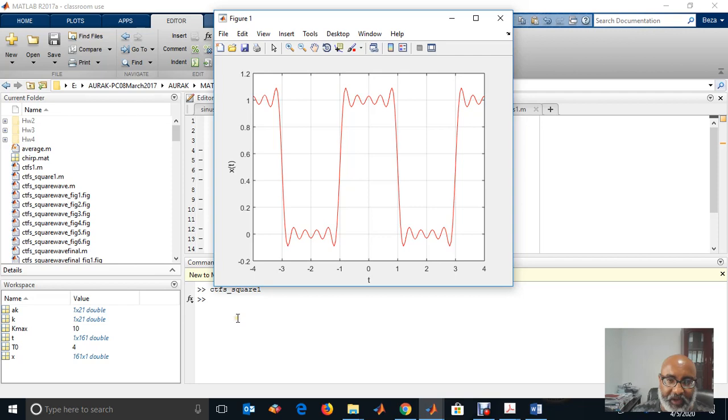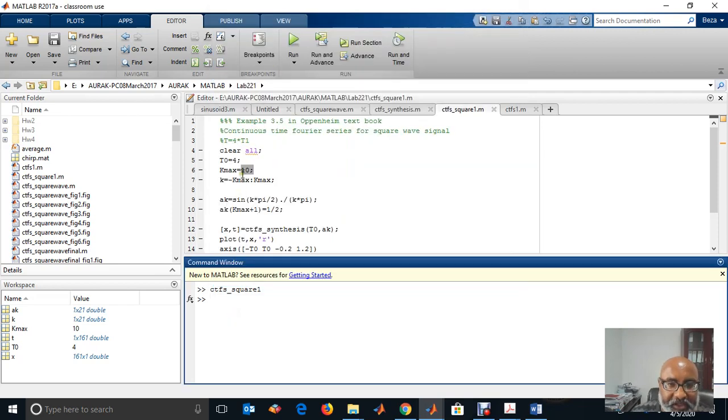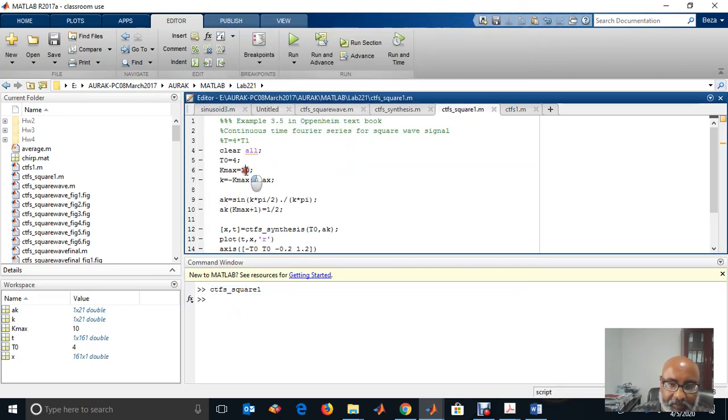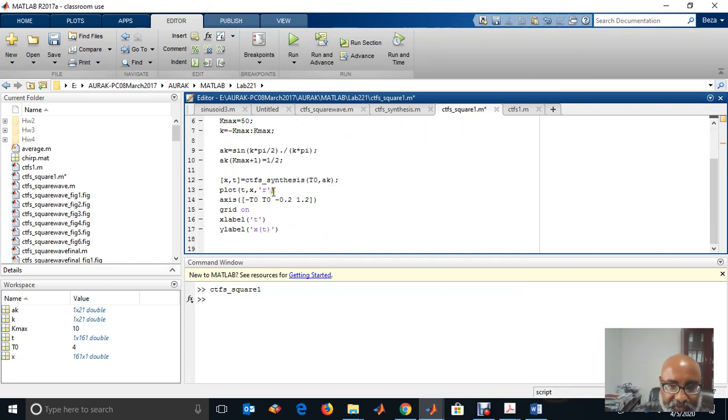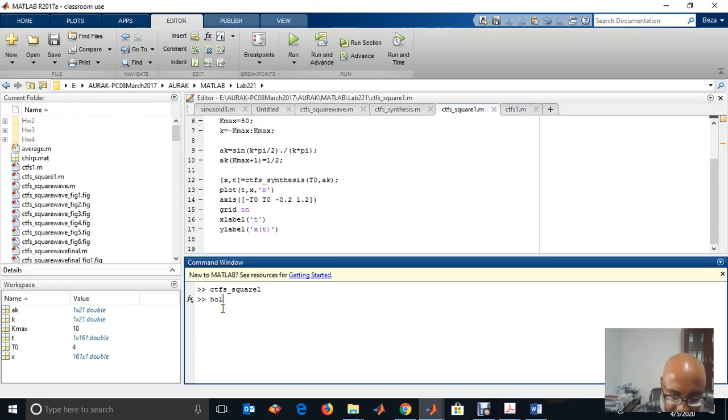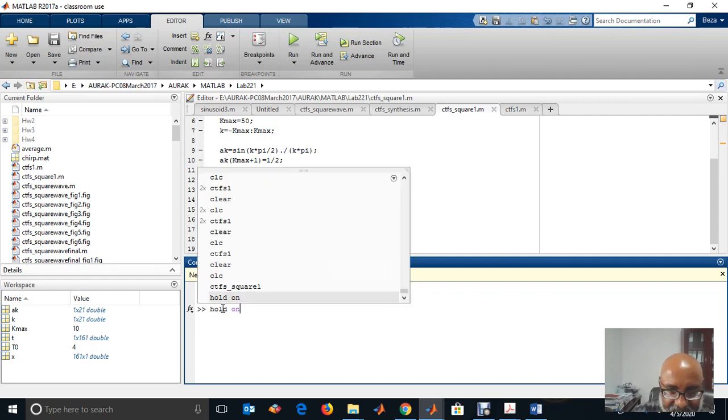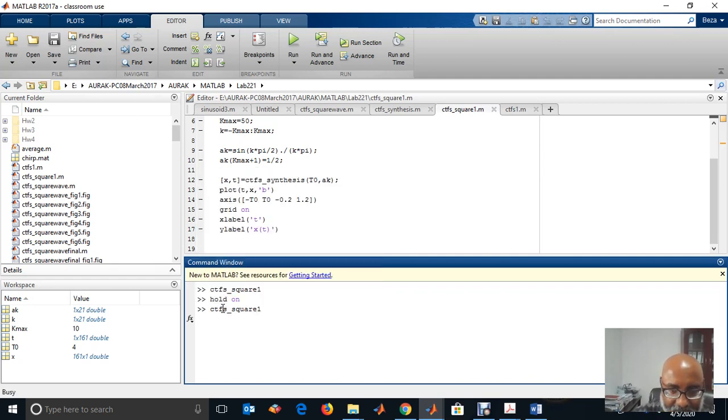Let's do it for K max 50. So I will change here. Only I change K max here, 50. And I will plot on top of this. So I change the color, for example, to blue. And then because I made some changes, I have to update here, save. And I will plot it on the same plot. So I say hold on here, hold on. And then I call my script file.